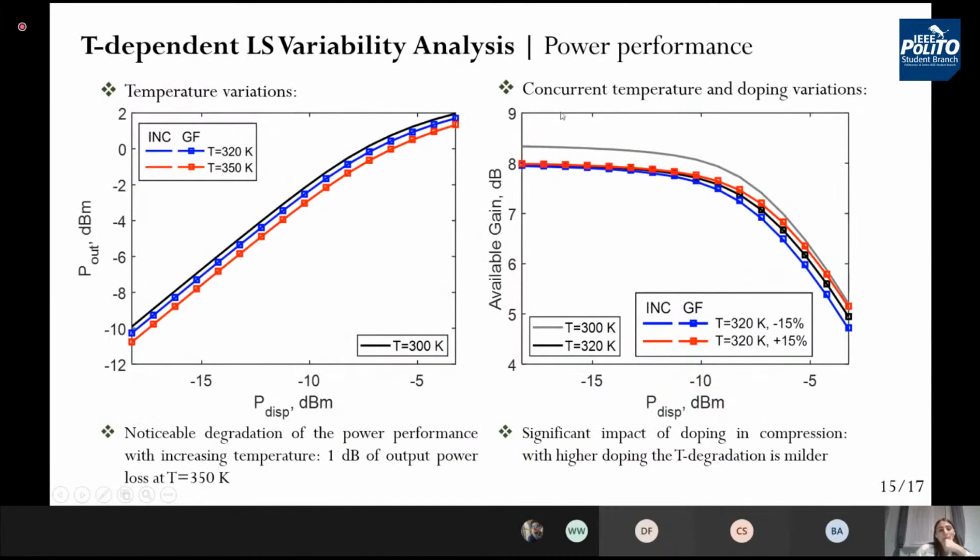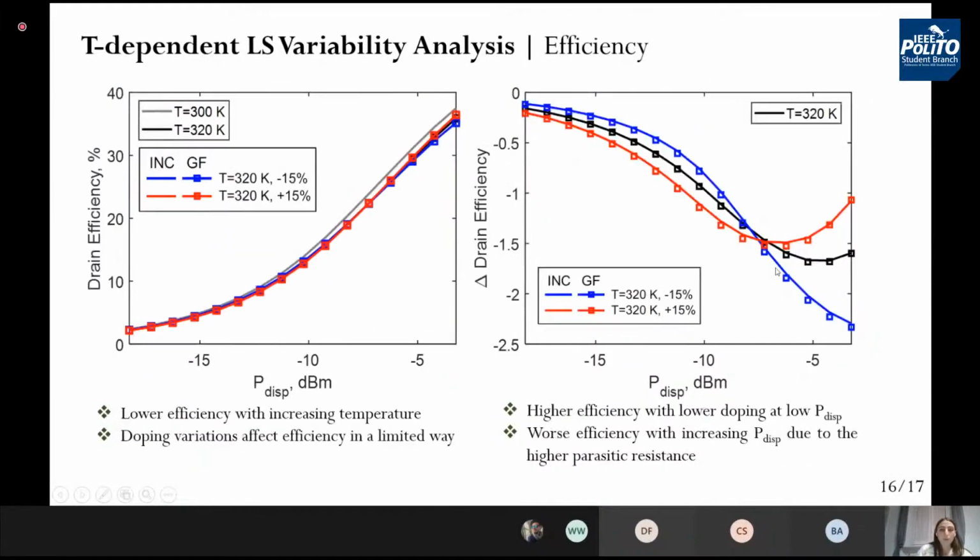Here we can go on with the power performance. On the left, we can notice a degradation of the output power with a temperature increase, while on the right there is the available gain, which is not only affected by the temperature increase, but also by the doping variation, especially in the compression region, so for high values of the input power.